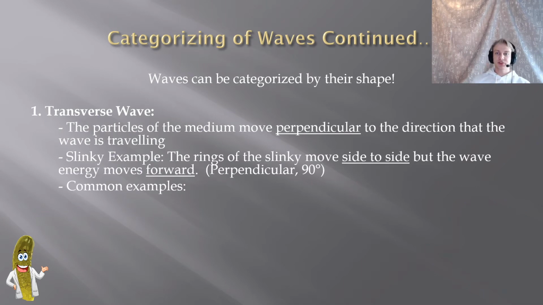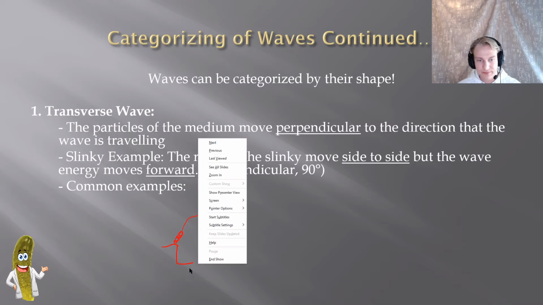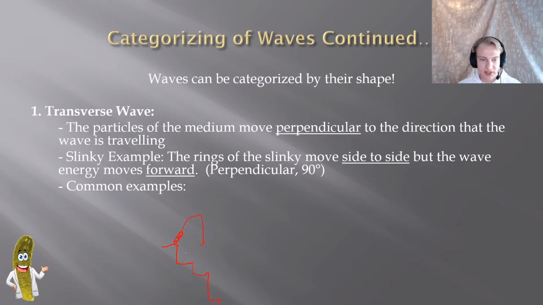The way we characterize and categorize waves is based on their shape. The first is a transverse wave, where the particles in the medium move perpendicular to the direction that the wave is traveling. A slinky example would be the rings of the slinky move side to side, but the wave of energy moves forward. The energy just gets slowly transferred over time, and the particles keep moving perpendicular to where the energy is traveling.